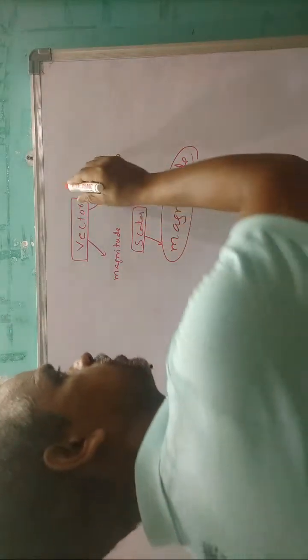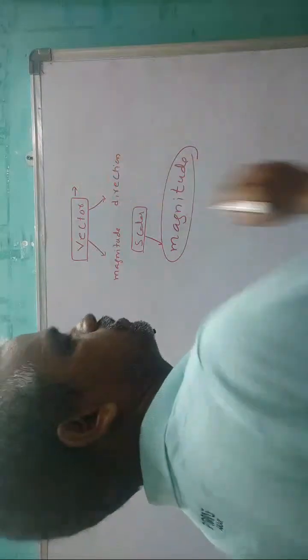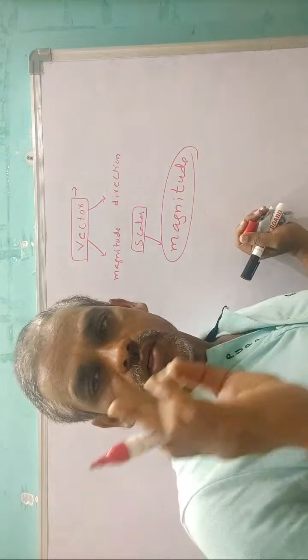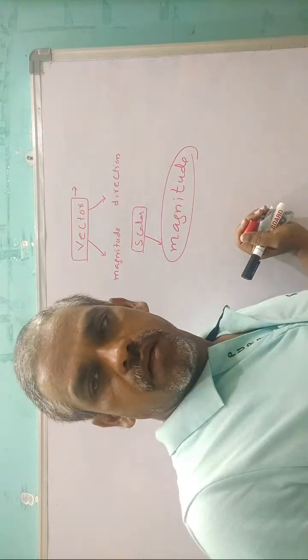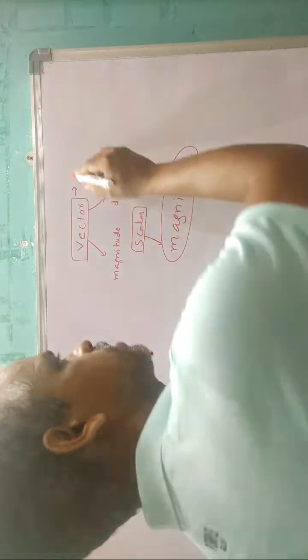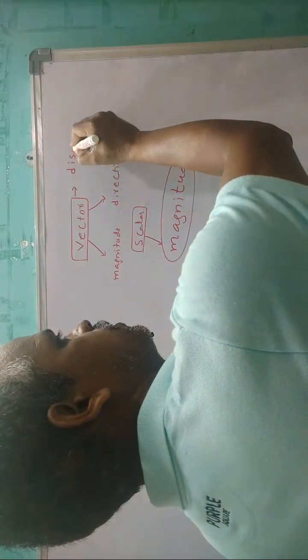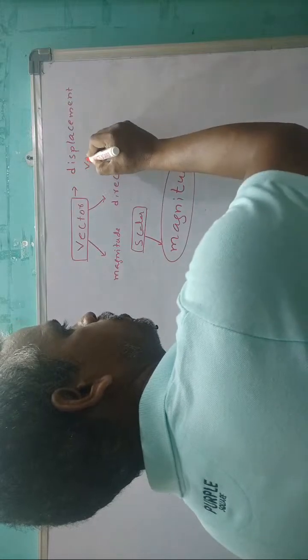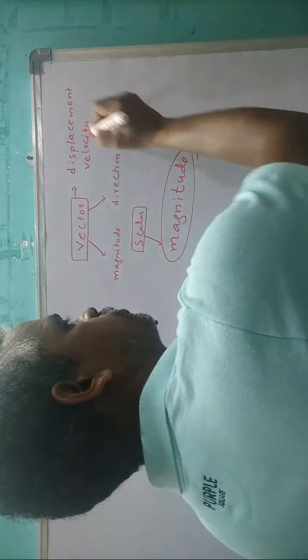So up to now we discussed distance, displacement, speed, velocity. Of these, the vector quantities we can write are displacement and velocity.